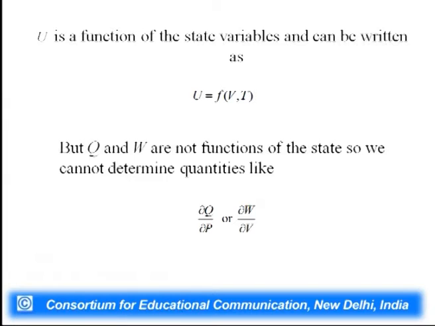And so, since U is a state function, we can write del U by del V at constant T. These types of derivatives can be calculated for a state function, but for q and w, which are heat and work, they are not state functions. In that case, we cannot determine quantities like del q by del p or del w by del v, since q and w depend on the path taken.